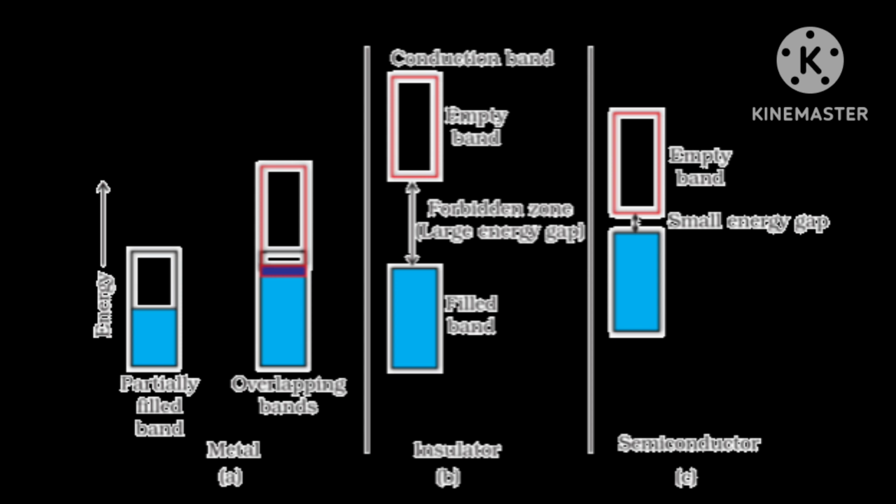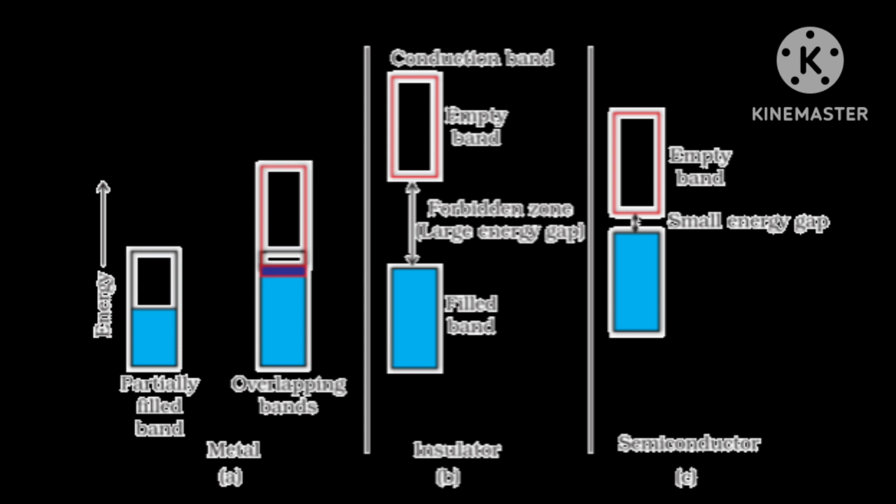The atomic orbitals of metal atoms, you know atomic orbitals. An orbital is the three-dimensional space in which there is a maximum possibility of finding an electron.